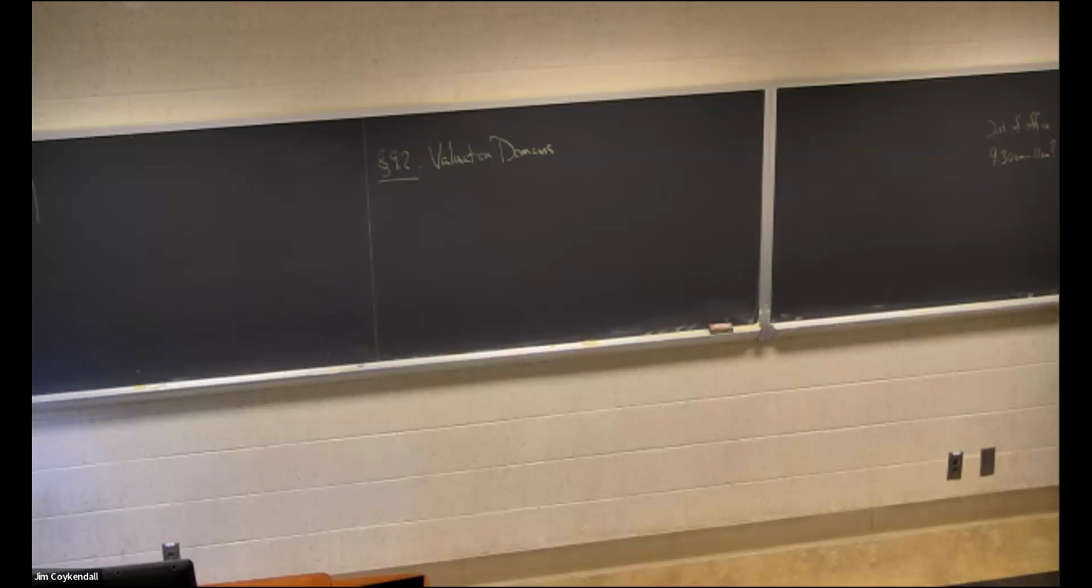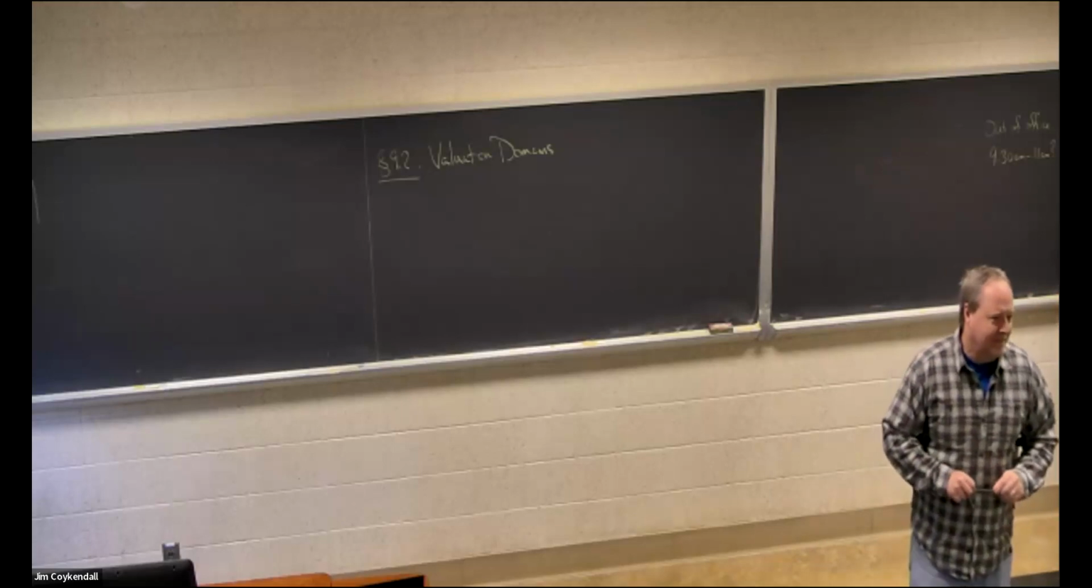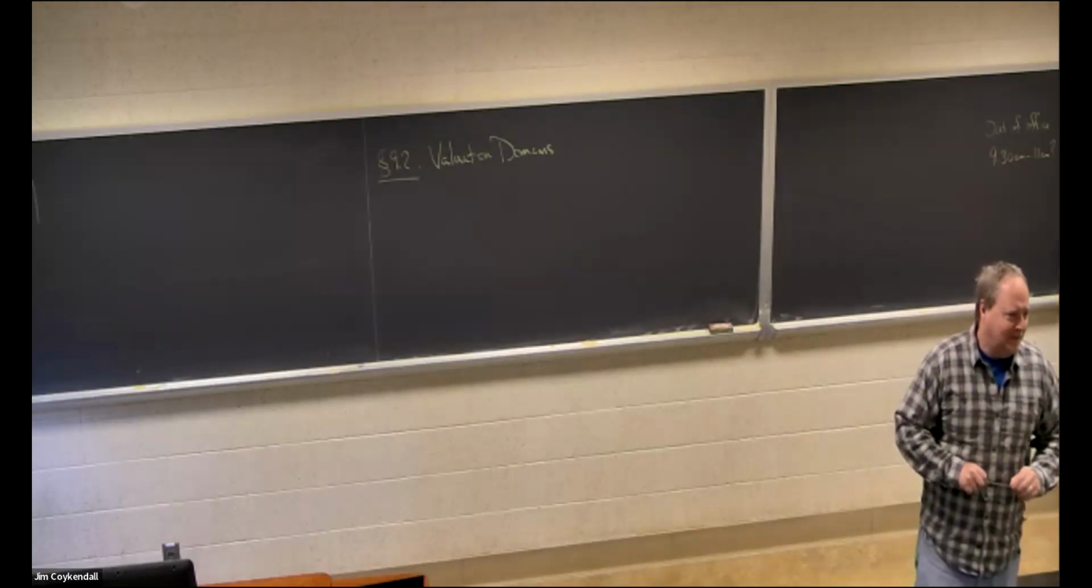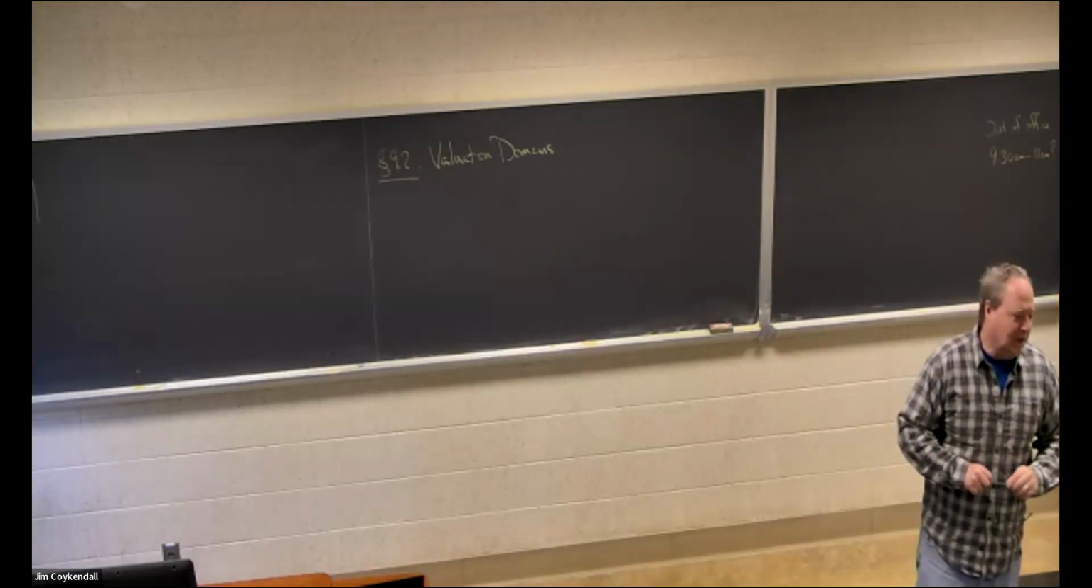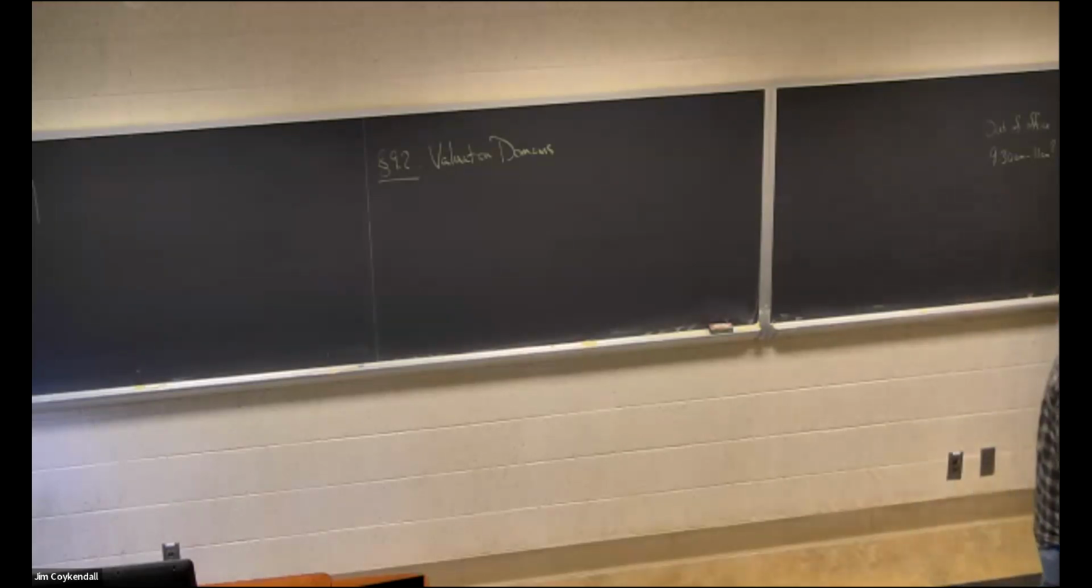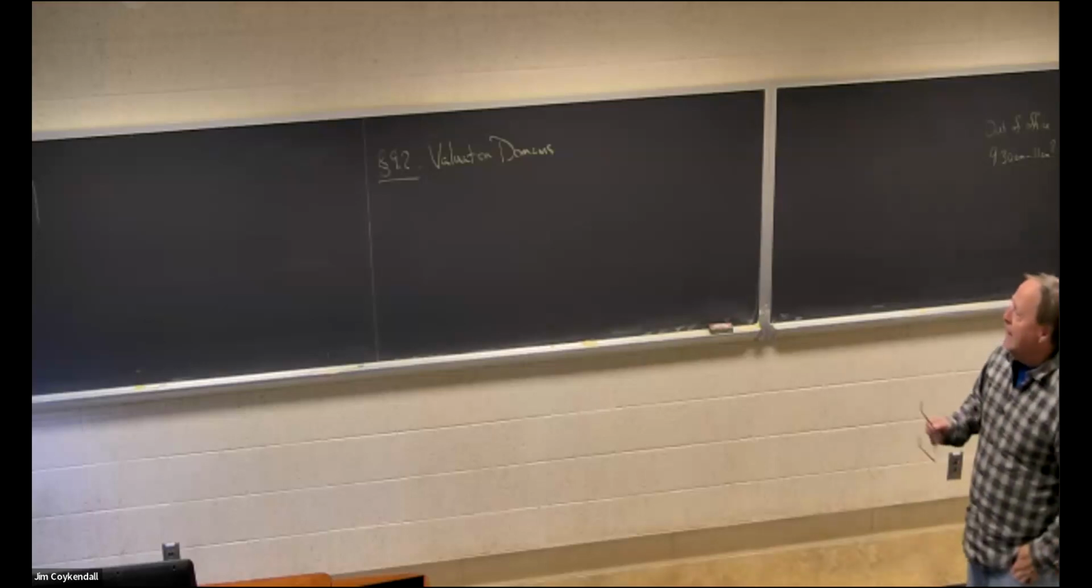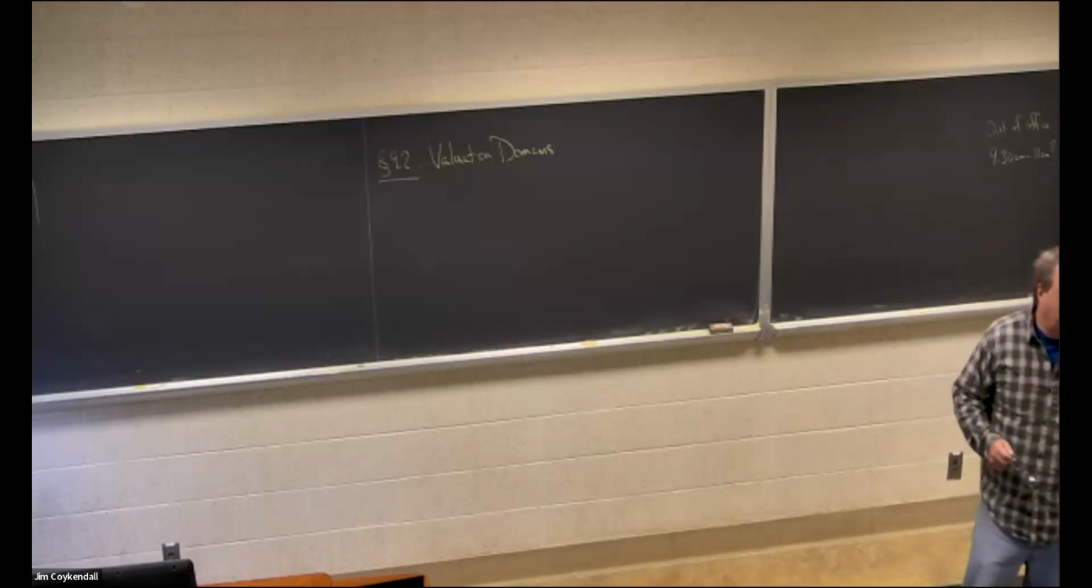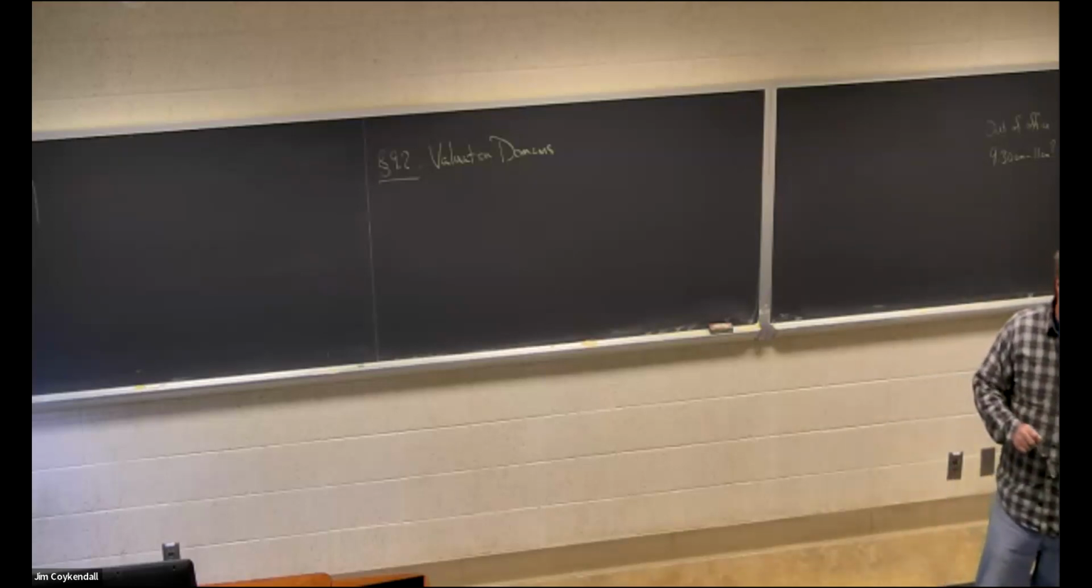Think simple. So how about a field, right? What happens if you take two non-zero elements? They're both invertible, right? So in fact, if you have a field and you take two non-zero elements, they both divide each other, right? So a valuation domain is sort of like half a field in that respect. You're only guaranteed that one of them divides the other.